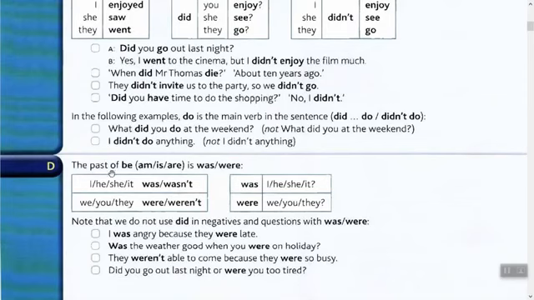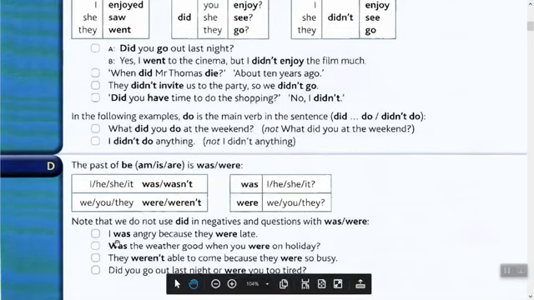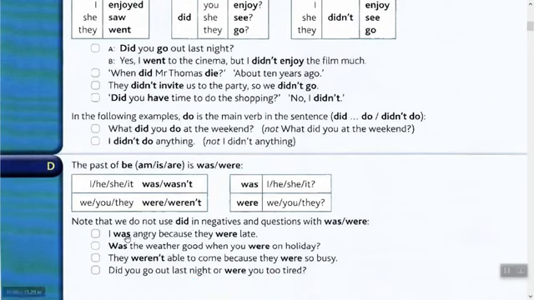And the past of be: sometimes we use am, is and are. Their past is was and were. I, she, it, he, was, wasn't. You, they, we, were or weren't. The question is the same here. For example, she was, I was. We don't use did in the negative here. I was angry. Here was is not an auxiliary, it is the main verb.